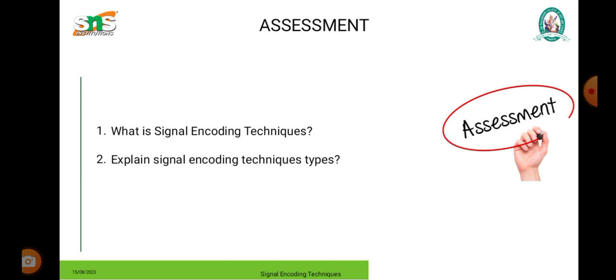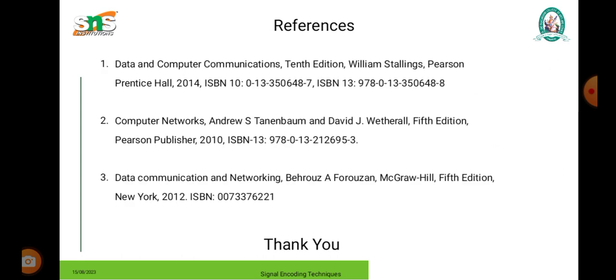Next is the assessment. The first question is: what are signal encoding techniques? The second is: explain the types of signal encoding techniques. These are the references.